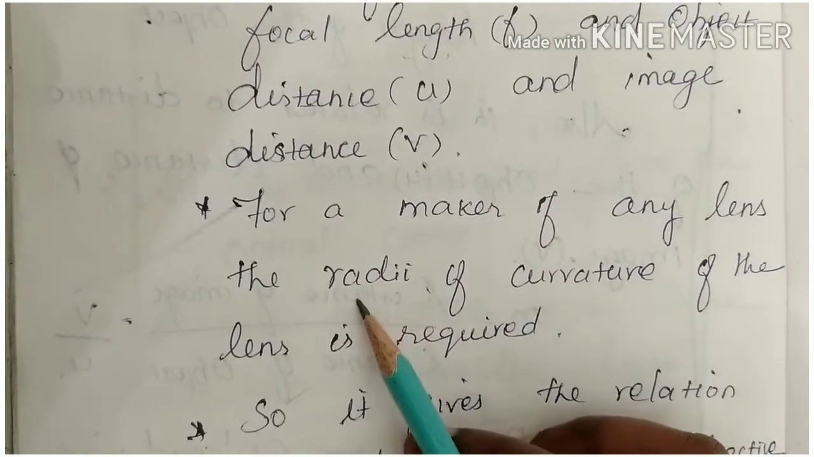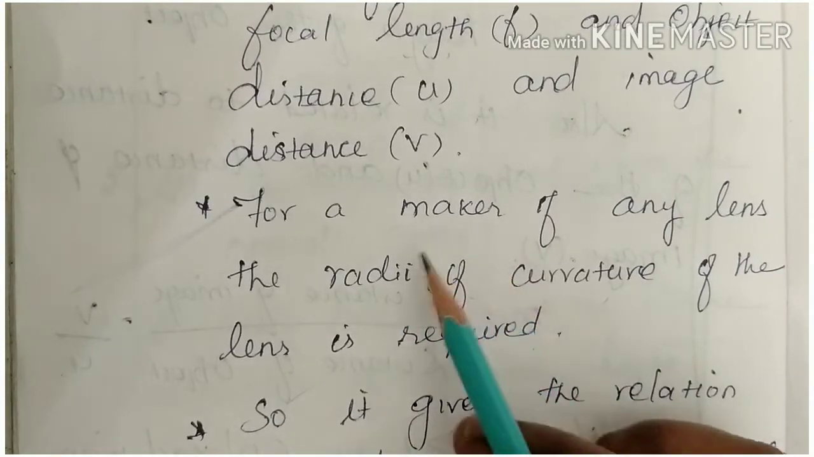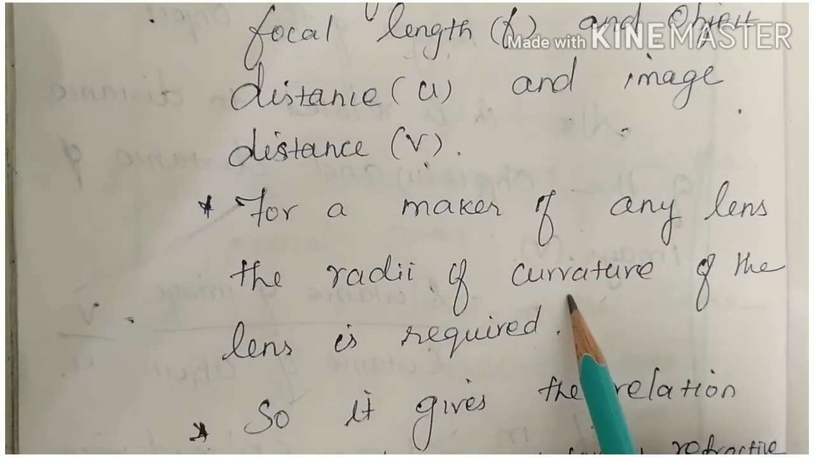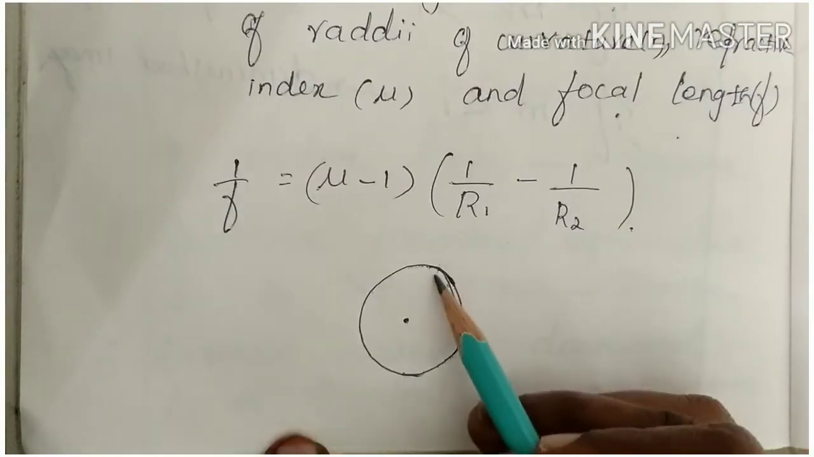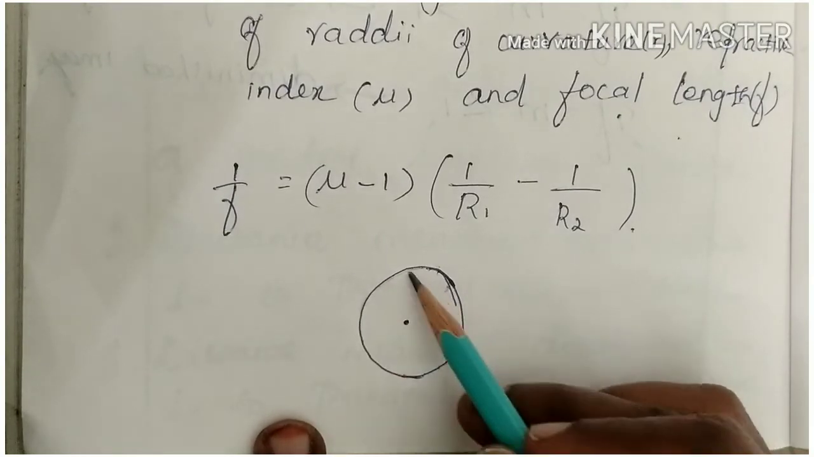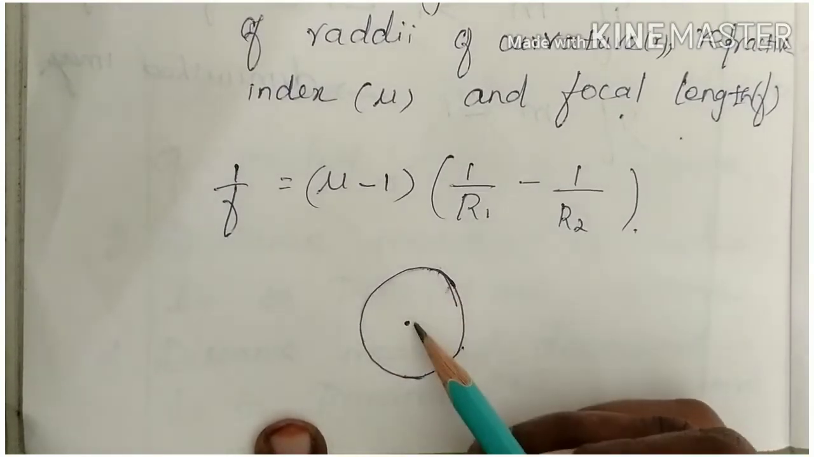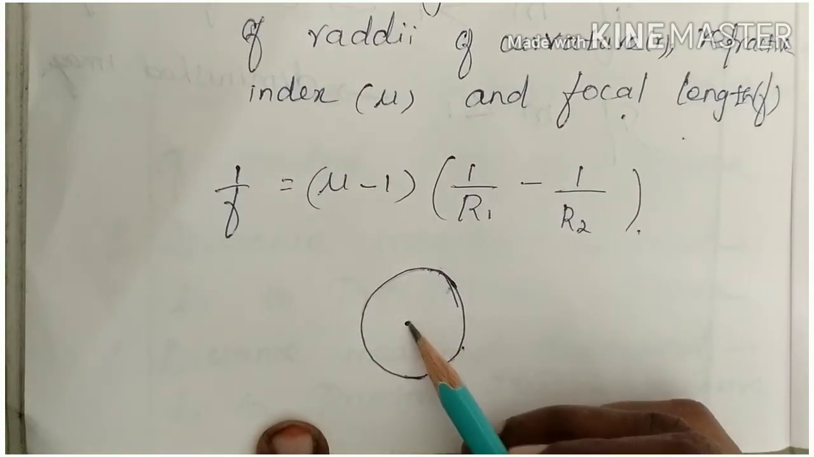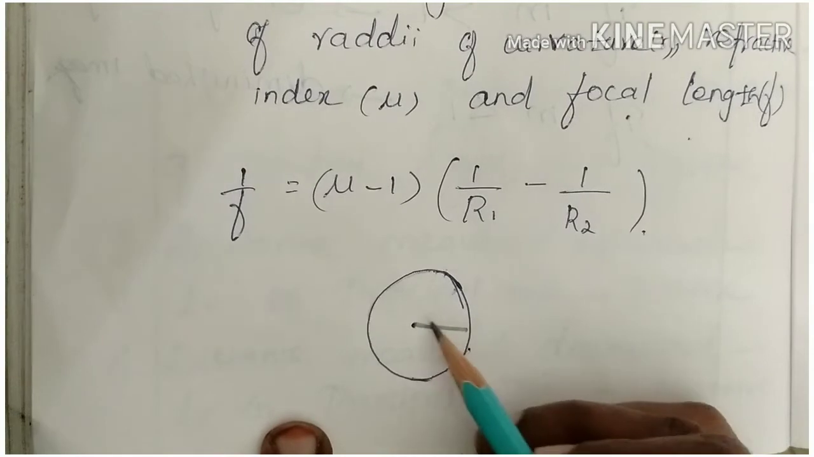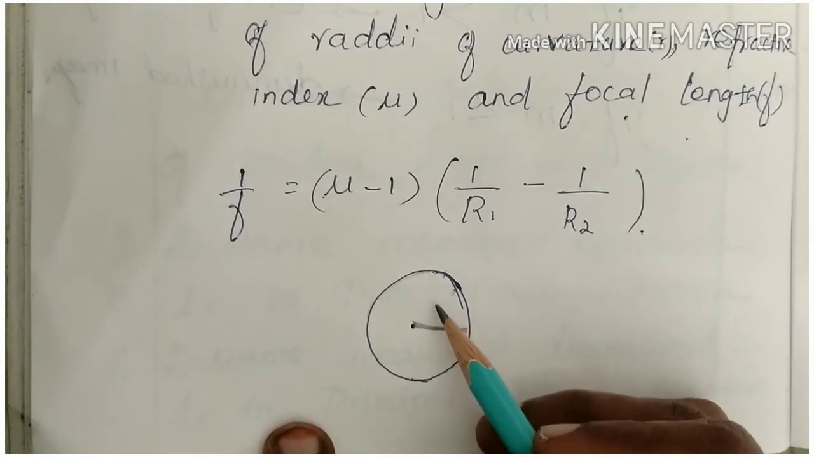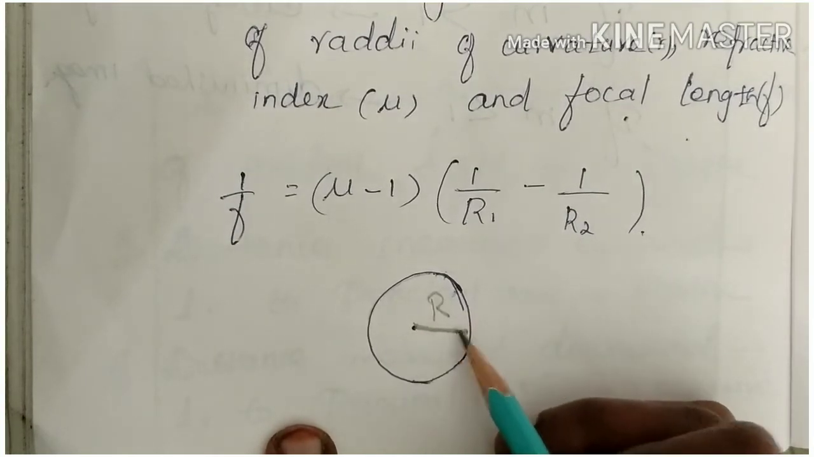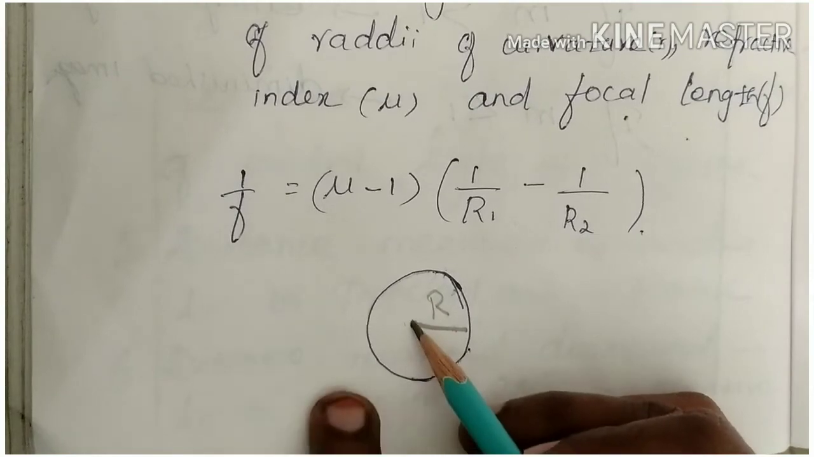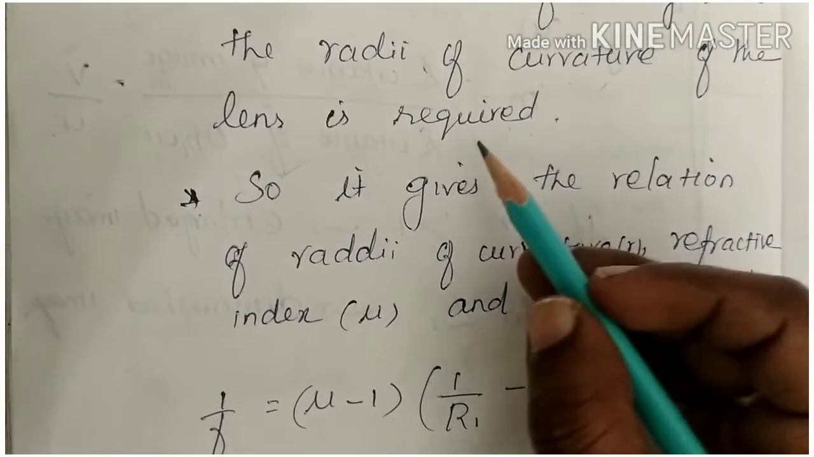For the lens maker's formula we need one extra thing: the radius of curvature. For makers of any lens, the radius of curvature of the lens is required. What is the radius of curvature? Listen here. This is a spherical surface. All lenses are formed from a part of a sphere. The sphere has a center, and from here to here is called the radius. This radius of curvature value is required for making lenses, so it is important for making a lens.